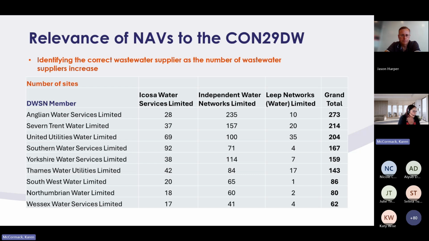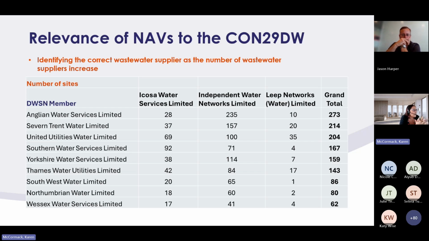So if we just talk about the main issue with identifying NAVs, or identifying who is the correct CON29DW supplier to contact. There are a couple of tools that we currently have available, and the main tool is the CON29DW website postcode lookup. The data in the postcode lookup is regularly updated. So as NAV sites are released and the postcodes are known, that data will be updated in the postcode lookup.